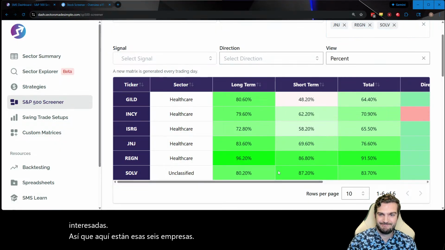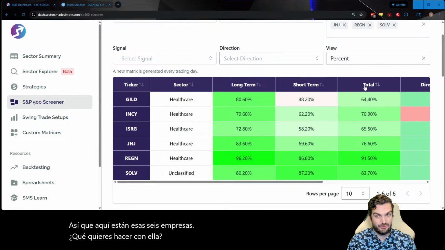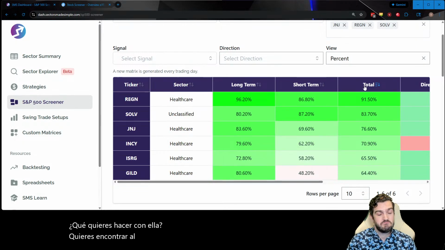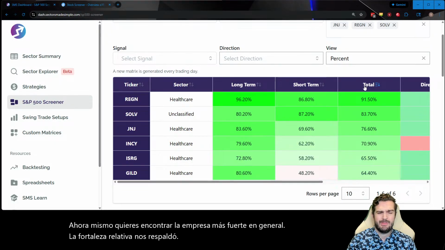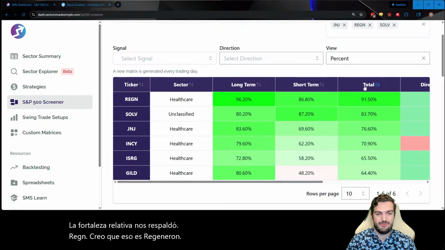Cool. What do you want to do with it? You want to find the strongest company overall right now? Relative strength's got our back. REGN, I think that's Regeneron. 91.5% relative strength.